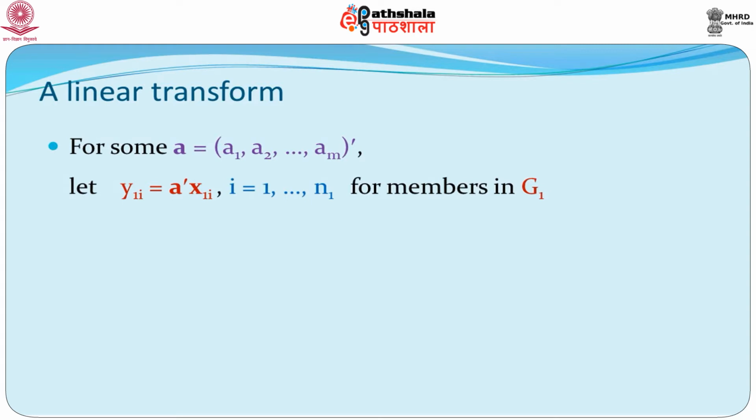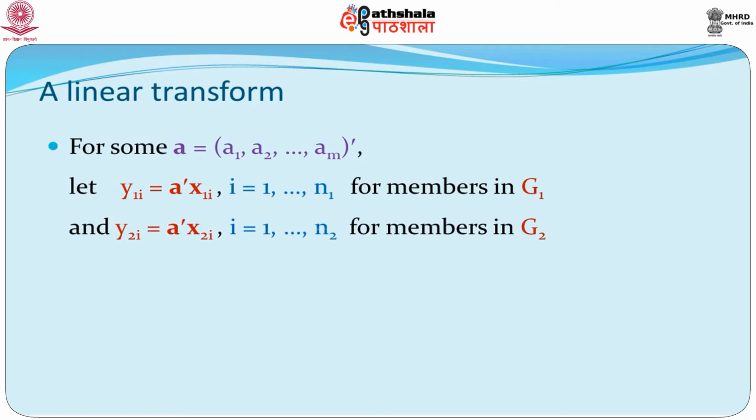We will call this y1i, as opposed to the y2i's that we have for the members in the second group. Again, these y2i's are the same combinations with A. So, it is the same vector A, but now we have the x's from the second group and we have A'x2i, which defines this y2i for each of the members of the second group. So, we have two sets of these scalars y.